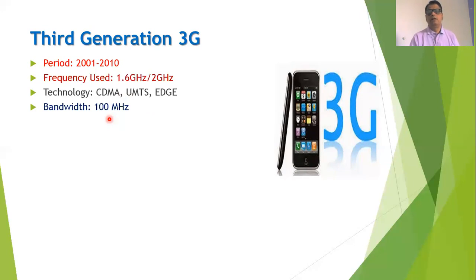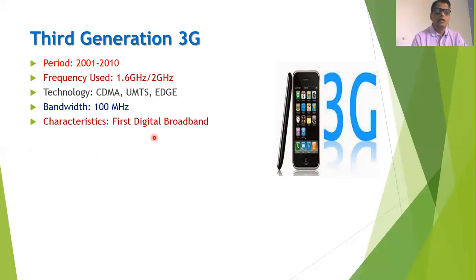The bandwidth requirement was enhanced in 3G, and it was about 100 megahertz. That is, the bandwidth per channel required to offer services was about 100 megahertz. The special characteristic of this 3G technology was the offer of digital broadband. Now, broadband, you can say, is a faster internet communication.